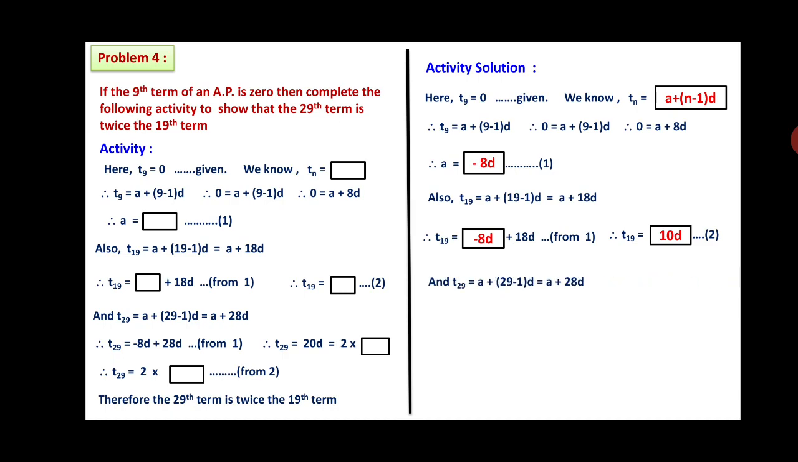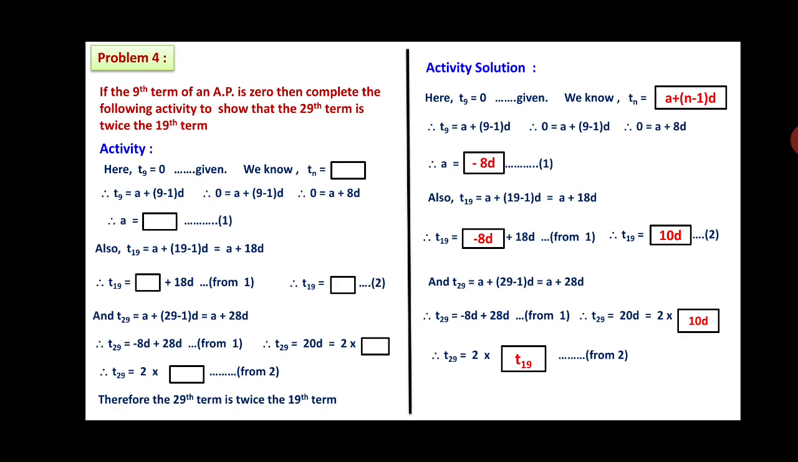Now, T29 is equal to A plus 29 minus 1 into D, which will be A plus 28D. Therefore, T29 will be equal to minus 8D plus 28D, where A's value has been substituted here. Therefore, T29 is equal to 20D, which is 2 into 10D. 10 2s are 20, like that. Therefore, T29 is equal to 2 into 10D, and 10D is the value of T19. We will substitute here. Therefore, we can write that the 29th term is twice the 19th term.